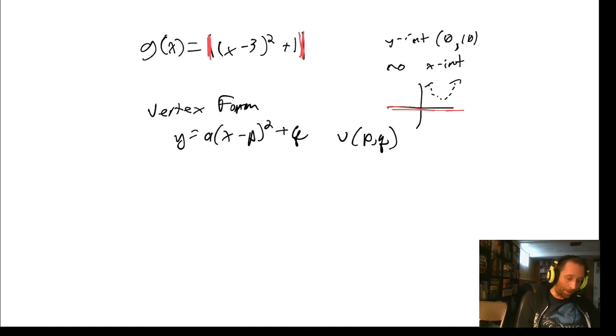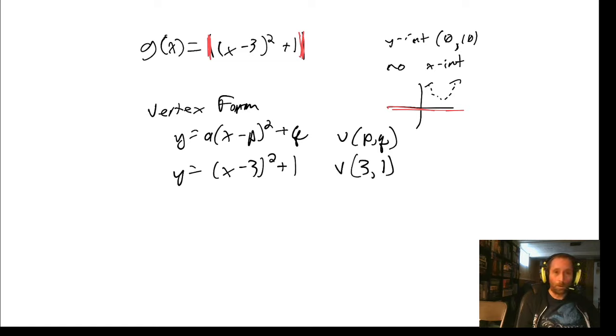So let's compare that to our g of x equation, which is (x - 3) squared plus 1. That implies that we're going to have a vertex at (3, 1). Okay, now we can finally sketch this graph and answer the questions about the domain and range. So (3, 1).